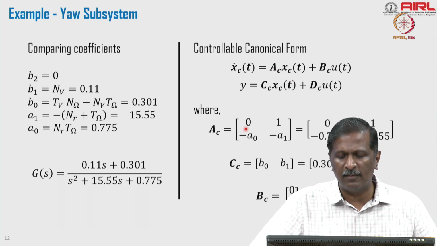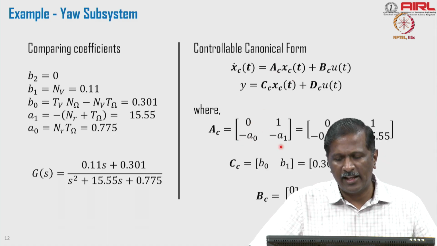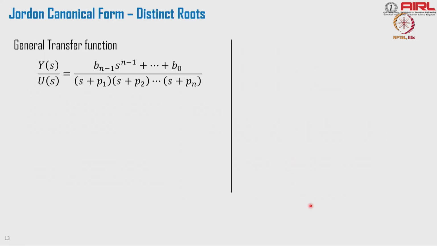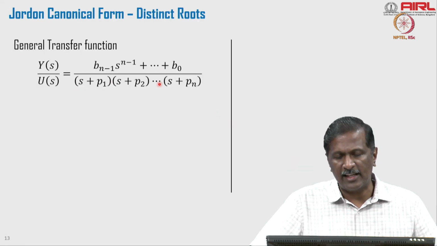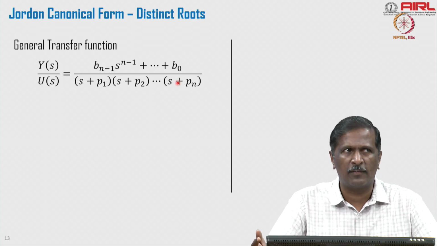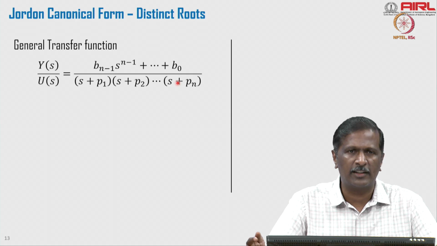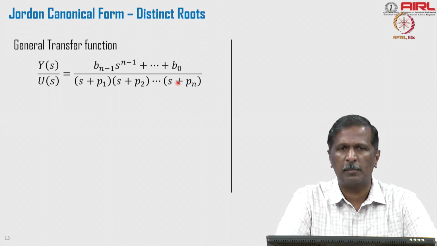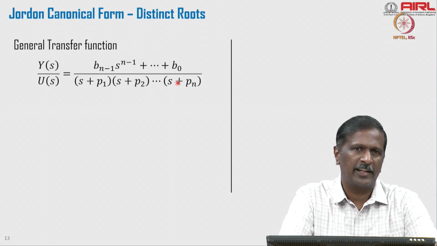Your A matrix will have 0 1 minus A0 minus A1, which is 0 1 minus 0.775 minus 15.55, because you see the denominator is positive. Okay, C is B0, B1. Now, these controller canonical forms are very useful when we talk about pole placement, the controller design. There is another interesting form of state space representation, which is the Jordan canonical form.